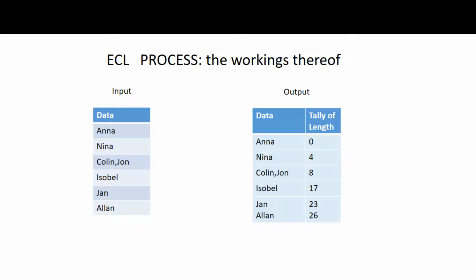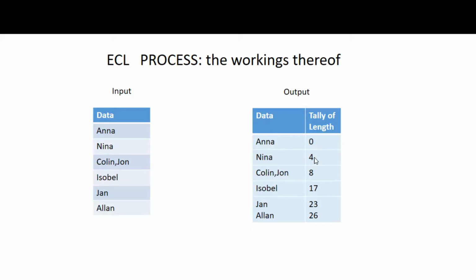So in this rather contrived example, because I want to keep the transform simple, my input is just a series of records with names in them. I've decided I want to keep a tally of the total sum of the lengths of all the characters from all previous records in a current record. So here Anna's had no previous records, so tally of length 0. Nina's obviously had Anna prior to it, so its tally so far is 4, and so on.